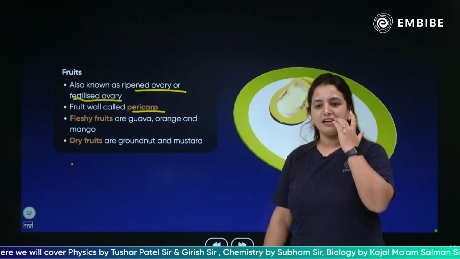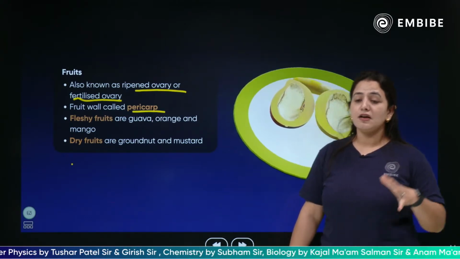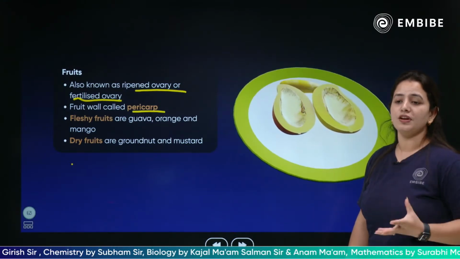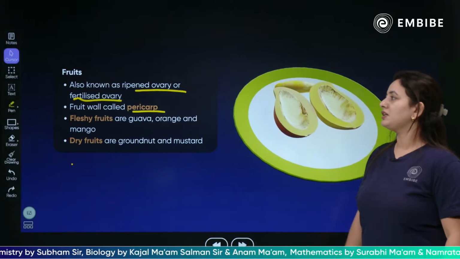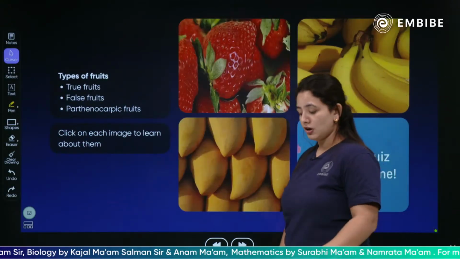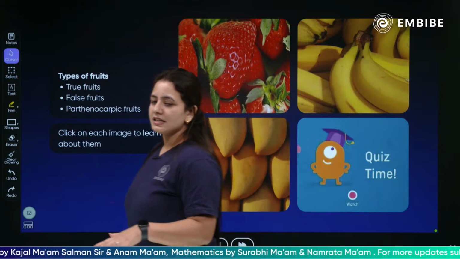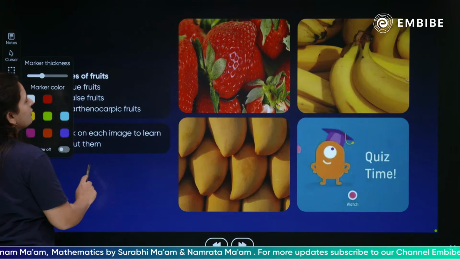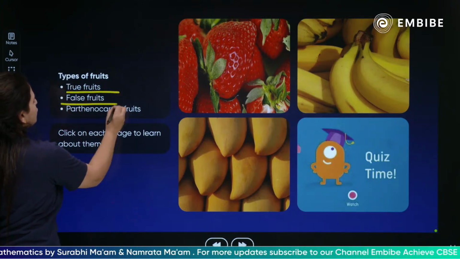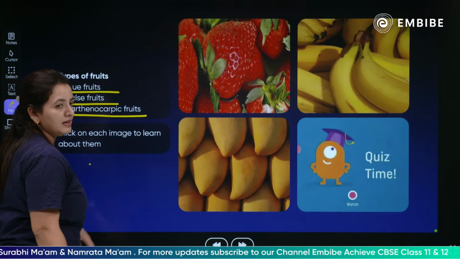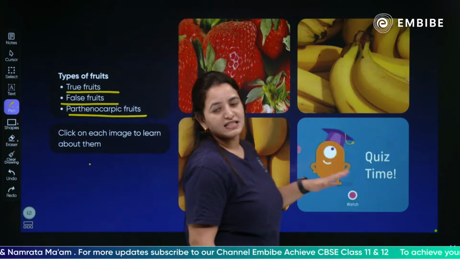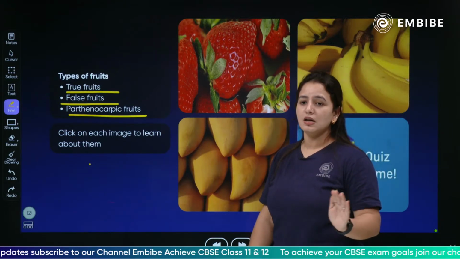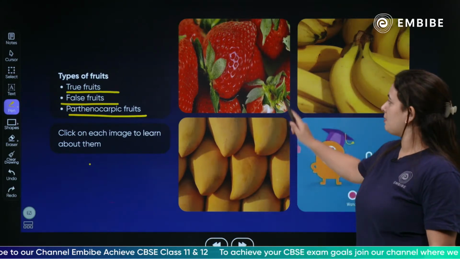So there are fleshy fruits and dry fruits, and these fruits develop from the fertilized or ripened ovary. Talking more about fruits, next we have types of fruits. Now you will get to know whether fertilization is necessary or not. We have true fruits, false fruits and parthenocarpic fruits. There are three types of fruit. Let's click on each image and learn about it.